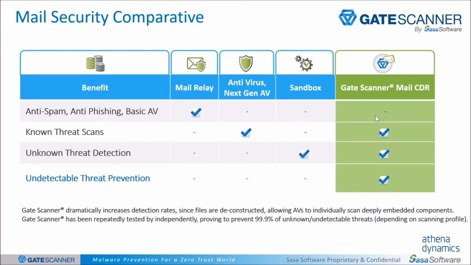So summing it up, if I look at GateScanner mail, then we leave the basic anti-spam, anti-phishing, and basic anti-malware scanning to the secure mail relay. We provide increased detection rates because we deconstruct files and scan files with multiple technologies, including capabilities of next-gen scans. We protect against unknown, so we have the capability of detecting the unknown with our machine learning capabilities and with connecting to external technologies such as dynamic analysis and sandbox. But our key strength is preventing undetectable threats by disarming the files.